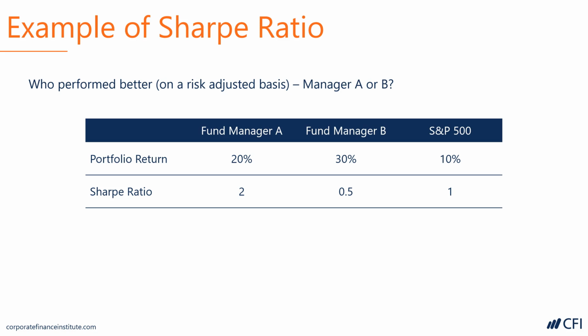If we care about risk-adjusted returns, then fund manager A did better. If we don't care about risk-adjusted returns and only the absolute highest possible return, then we may choose fund manager B.